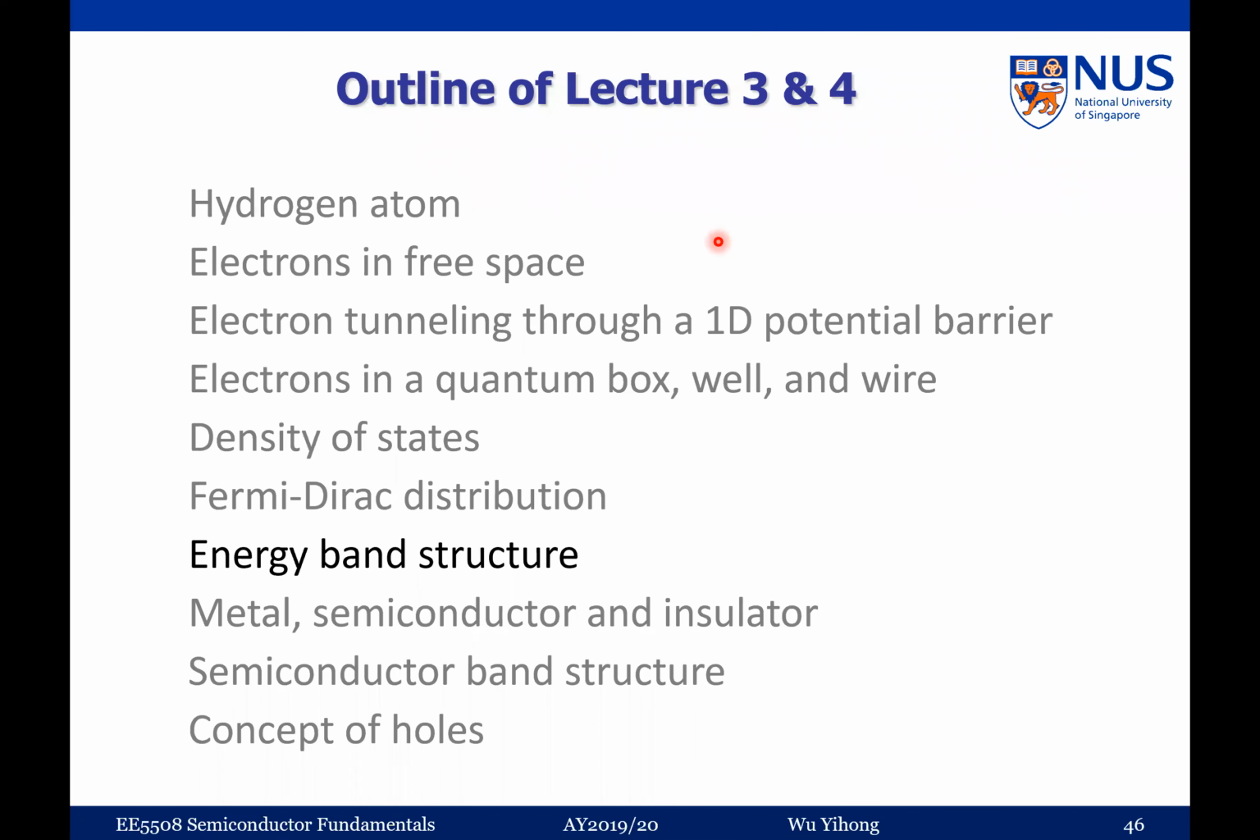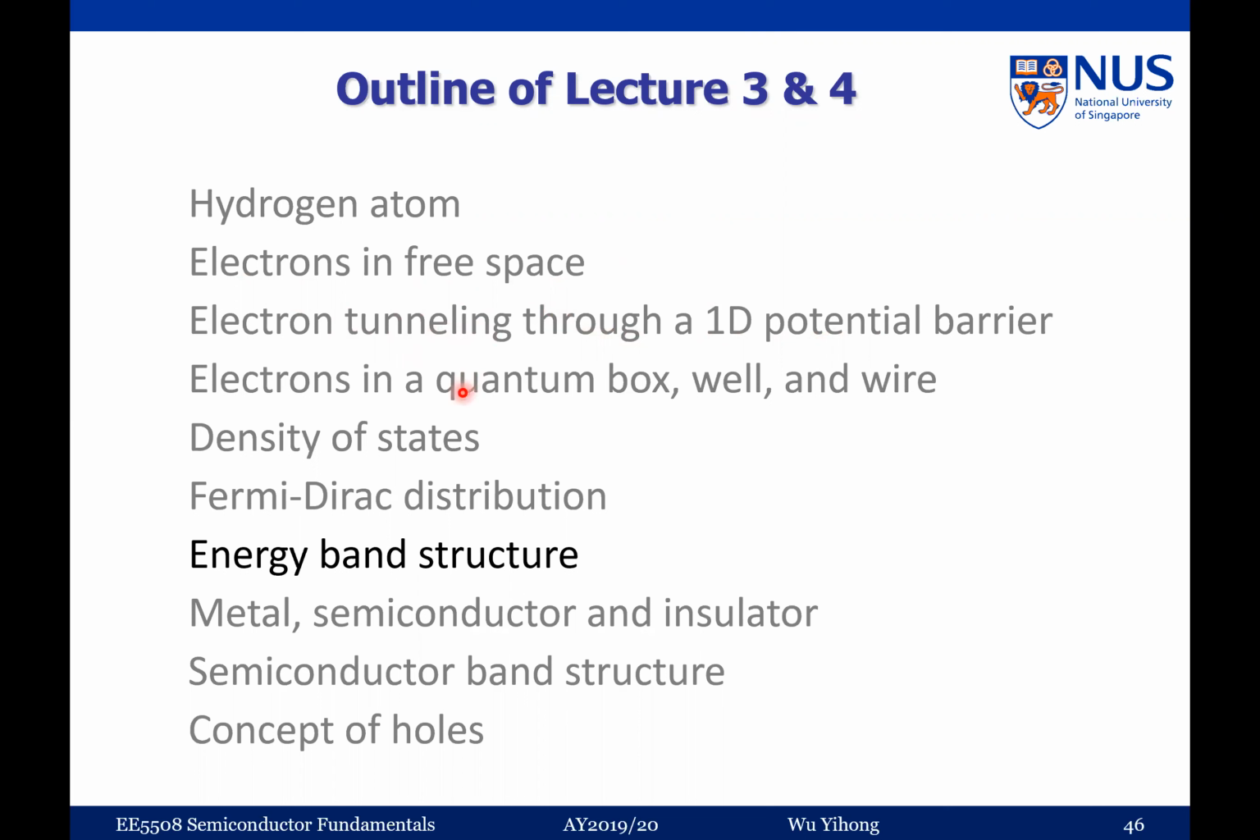Okay, this is lecture 4. In lecture 3, we talked about electrons in free space. And after that, we looked at how an electrostatic potential barrier will affect electron propagation in free space. So we had this concept called tunneling.